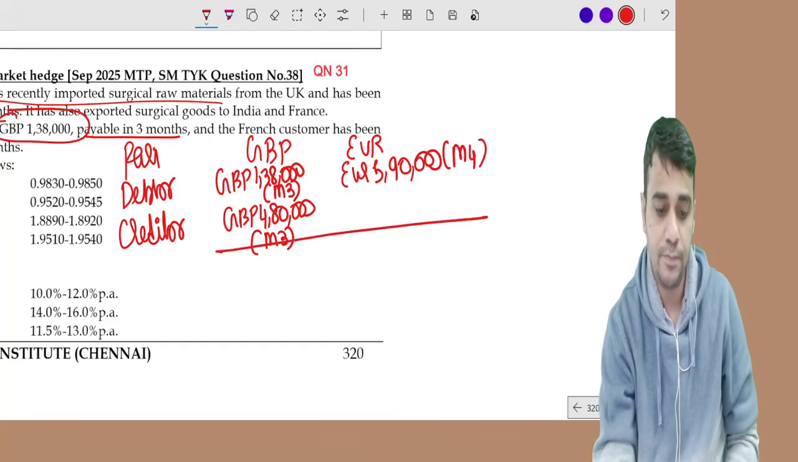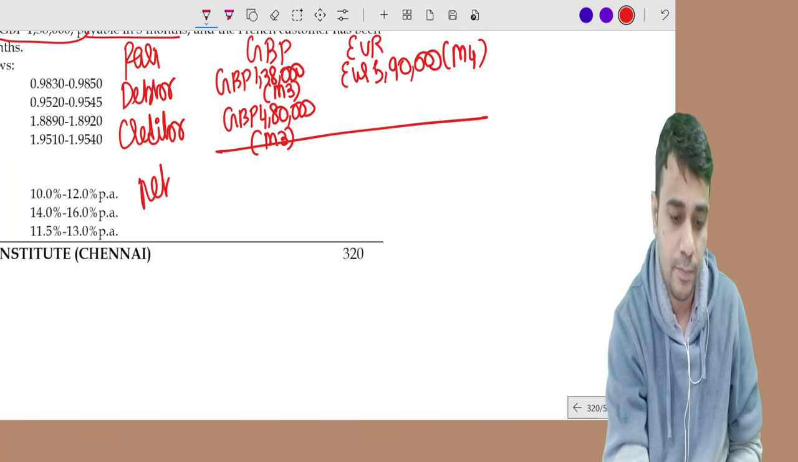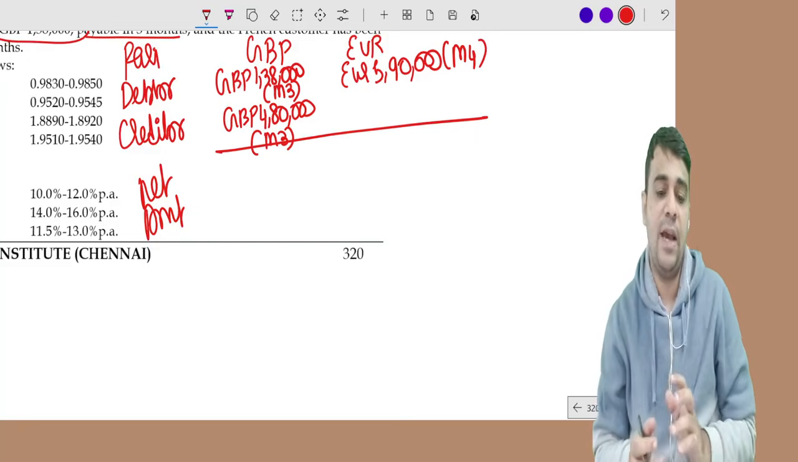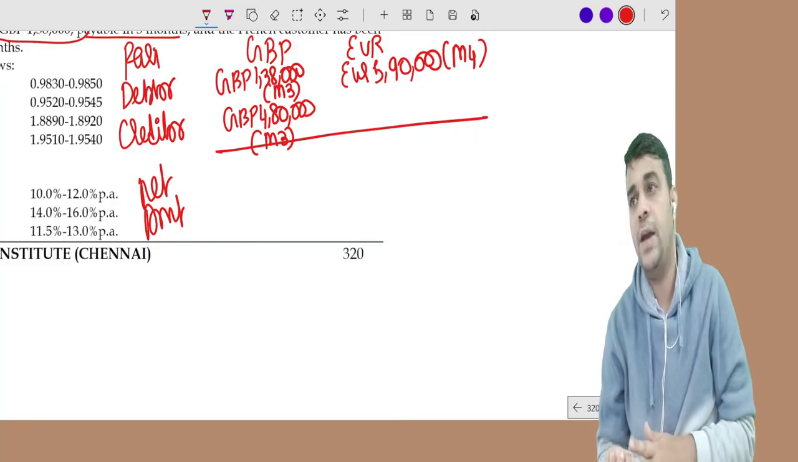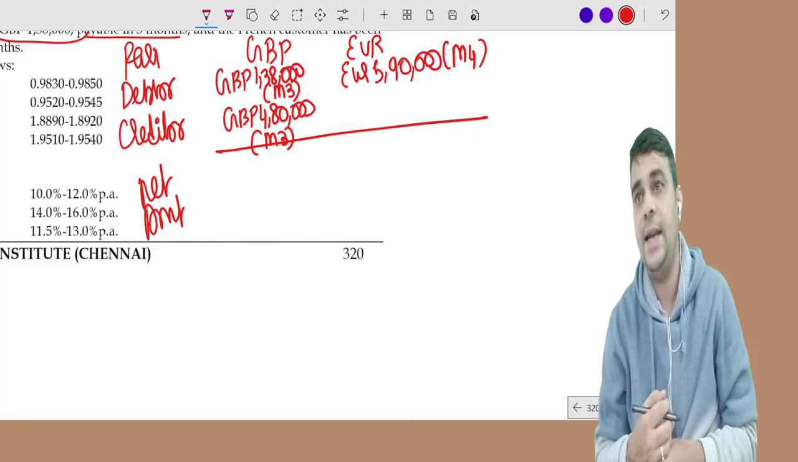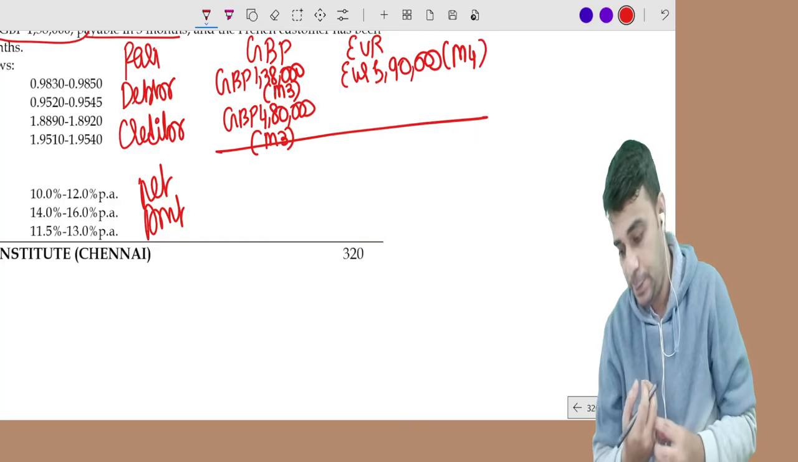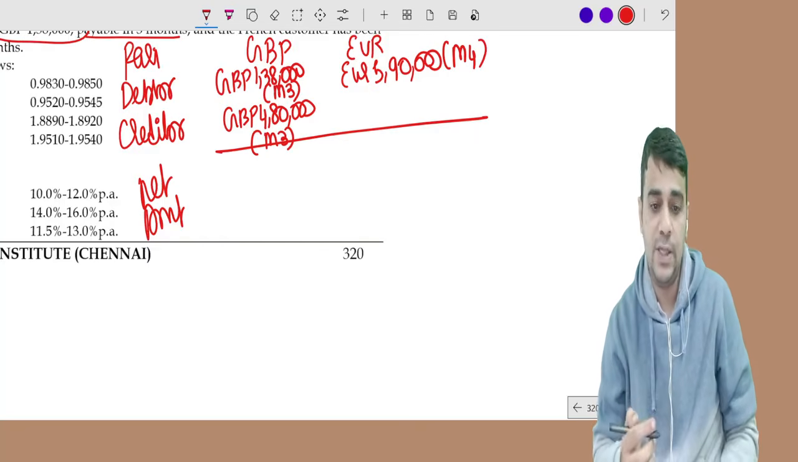Net amount. GBP we have a net payable. Euro we have a net receivable. GBP net payable, euro net receivable. GBP, what is the net payable?